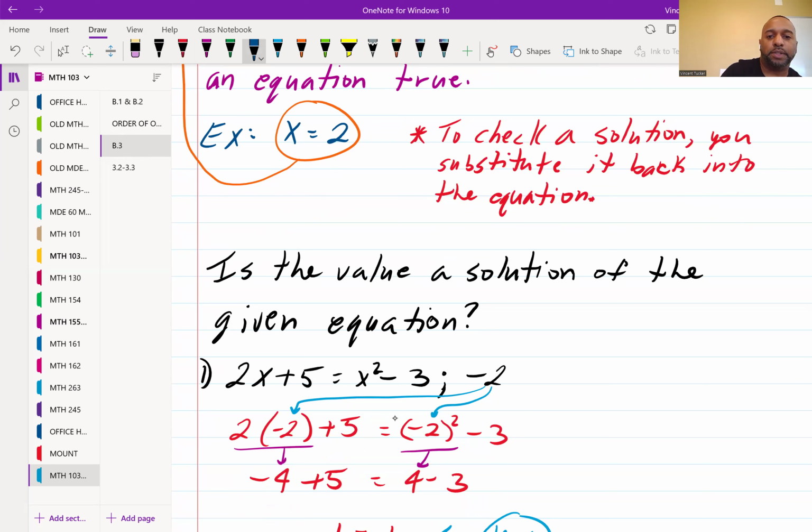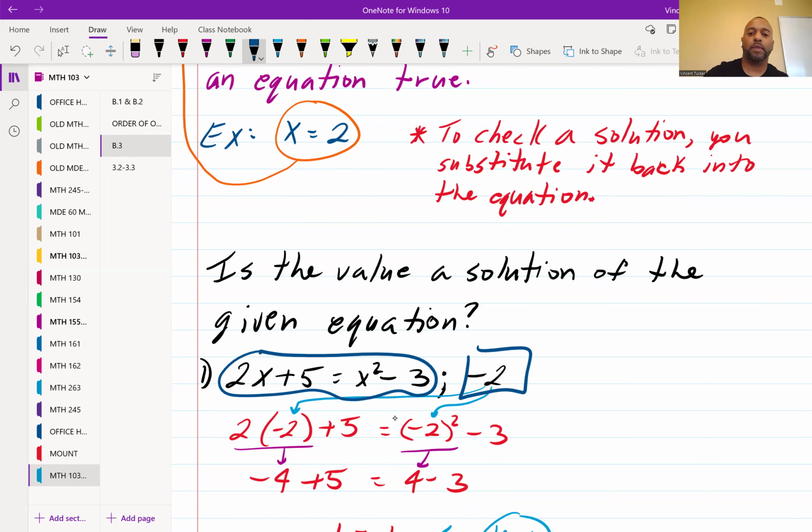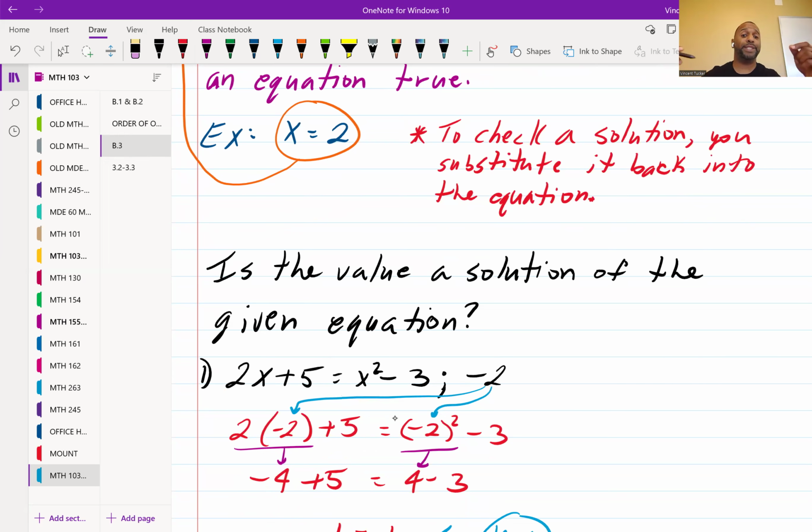So this is my equation. And this right here is the solution they want us to plug in. So we're going to plug -2 in wherever we see x. So notice we have x in two different places. So we're going to plug in that -2 into both spots. And that's what I did in that next line.